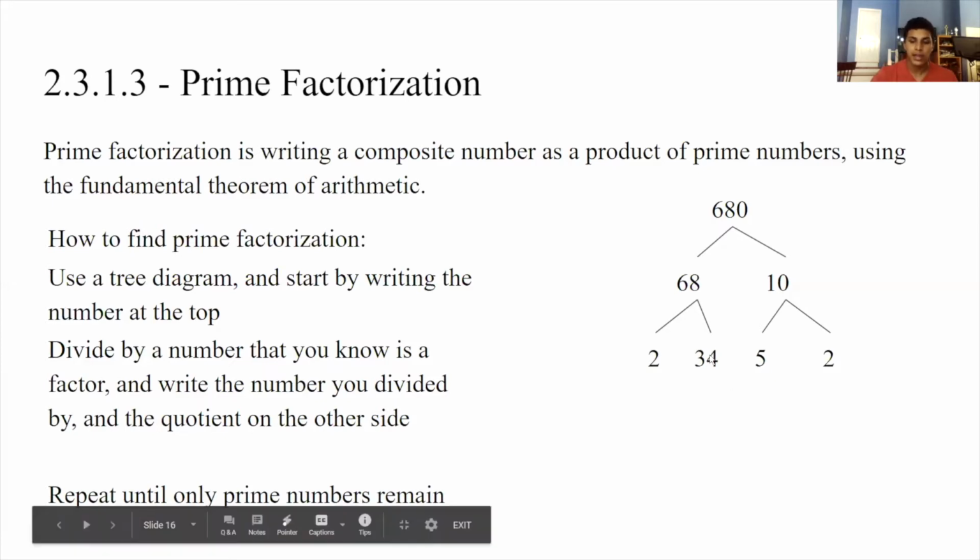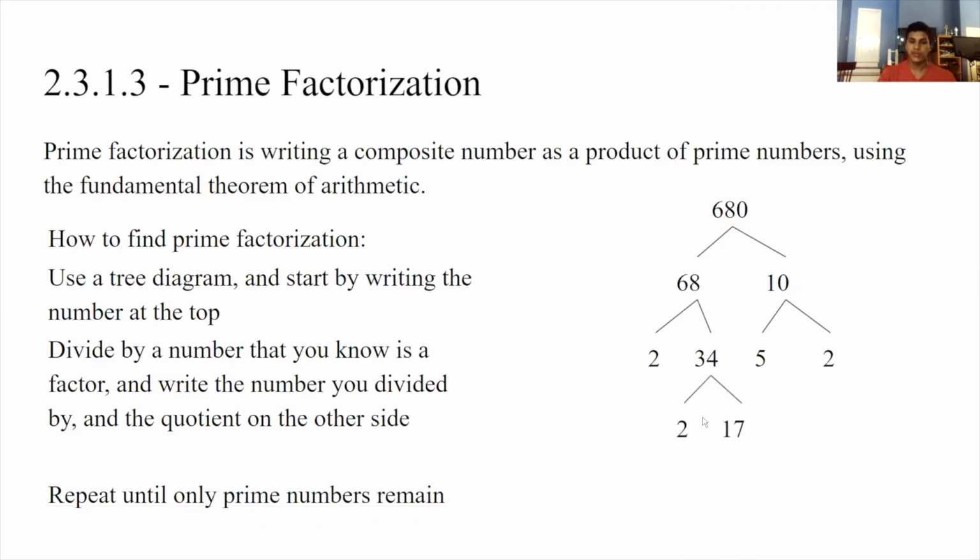So next here I have 34. So 34 I can break down into 2 times 17, because 2 times 17 equals 34. So next I'll move on to the next number, which is 5. And I can't break that down any further because it's a prime number. And then the next number is 2. And I also can't break that down any further because it's a prime number.